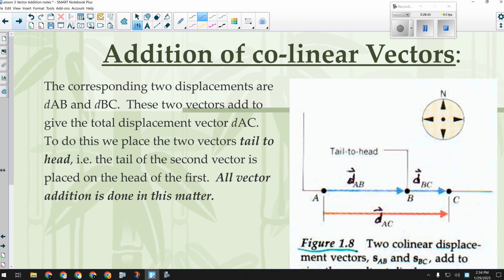So this just finishes it up. We call this the tail to head method, and all vector addition is done in that manner, regardless of what vector quantities you are adding.